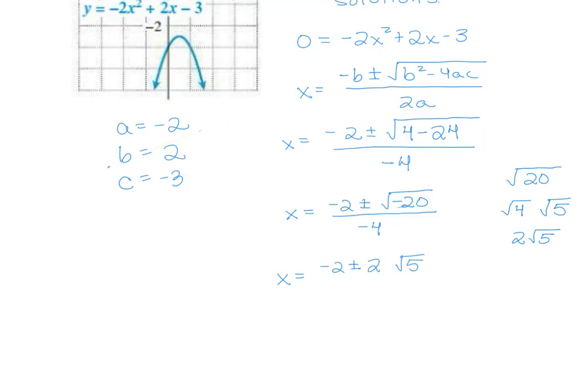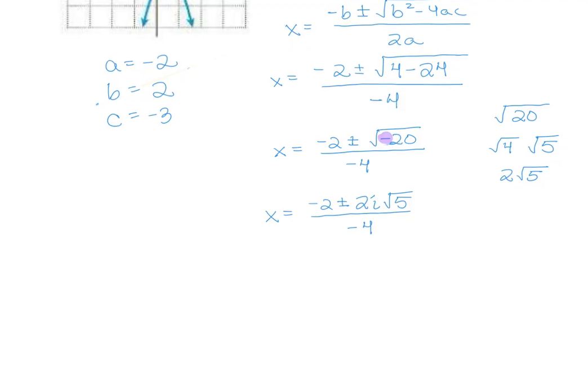And I'm going to bring out my negative as an i. We have this over negative 4. And then I want to simplify. So here you can divide by 2, but I also don't like the negative in the denominator. Mathematicians don't like lots of things in the denominators, and one of the first ones is negative. And so what I'm going to do is all of these terms I want to divide by negative 2.